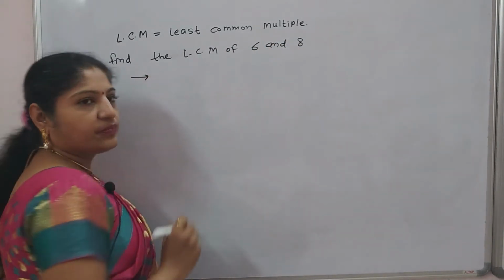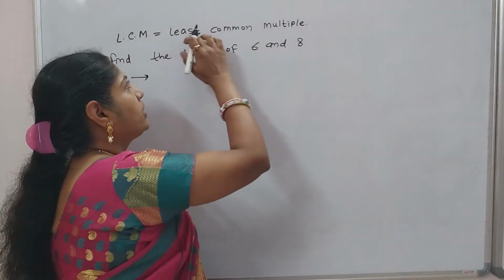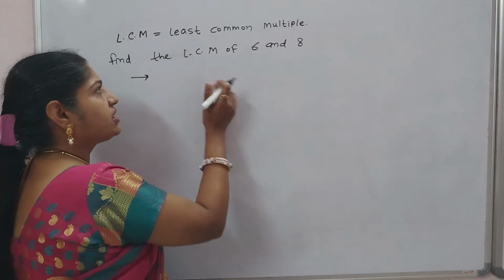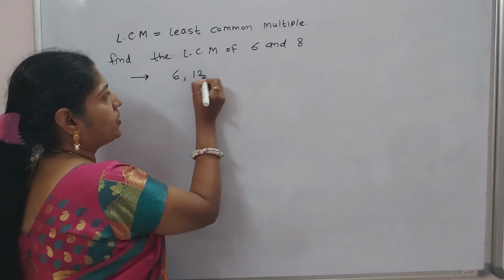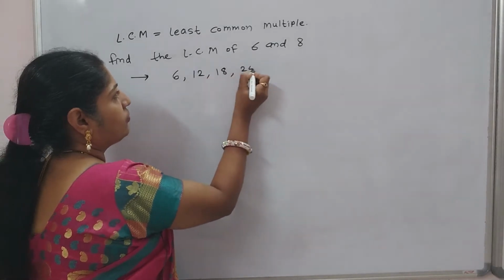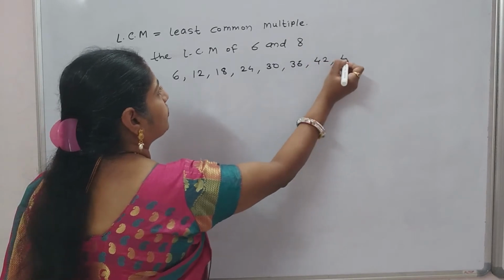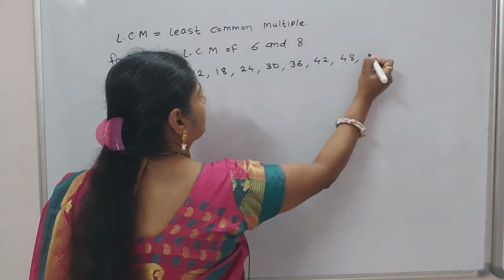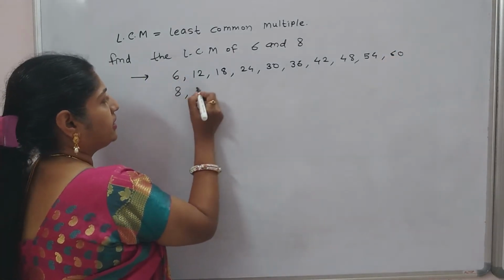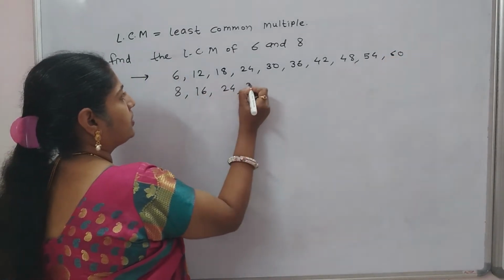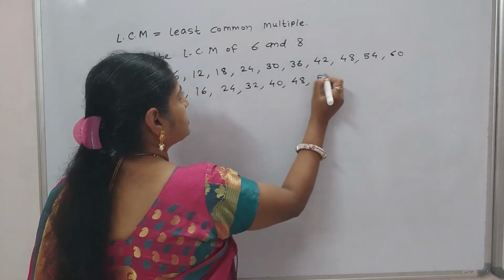The first method is to write the tables and find the common multiple. So first write the tables of 6 and 8. Table of 6: 6, 12, 18, 24, 30, 36, 42, 48, 54 and 60. Write the table of 8: 8, 16, 24, 32, 40, 48, 56.